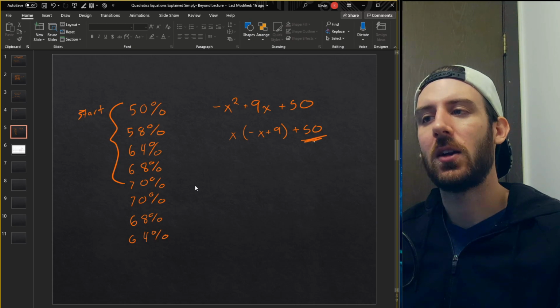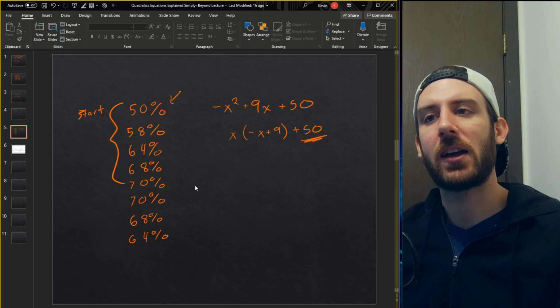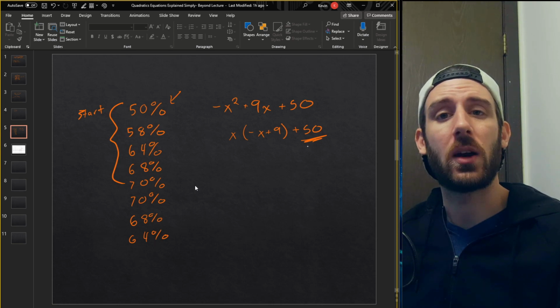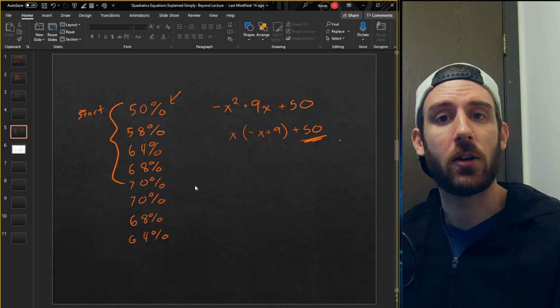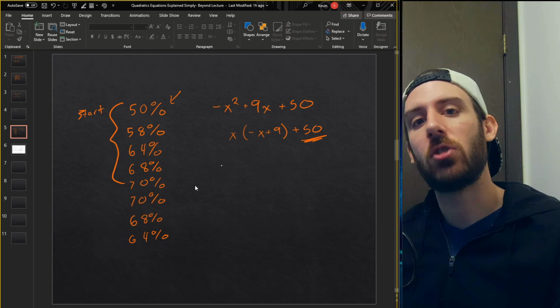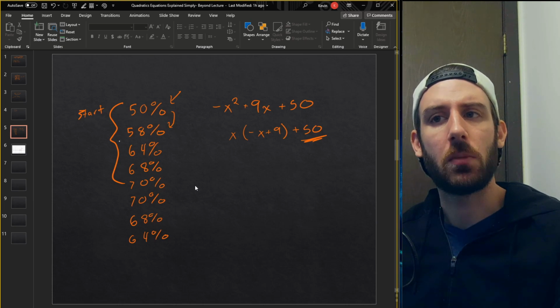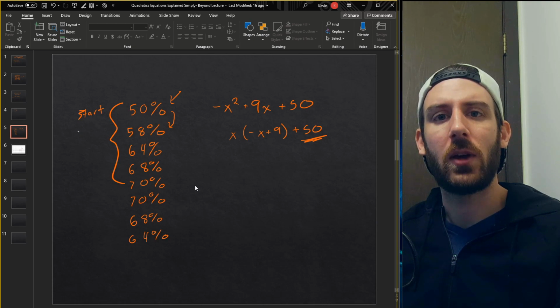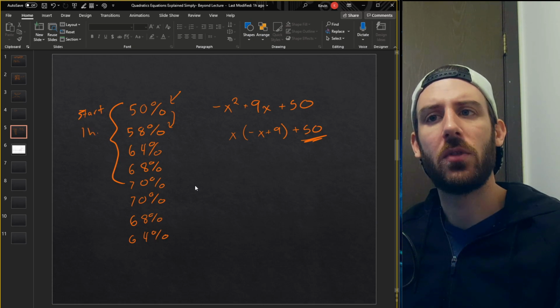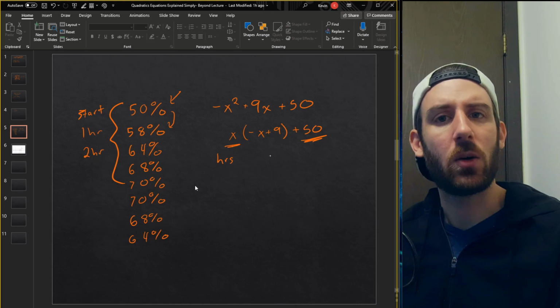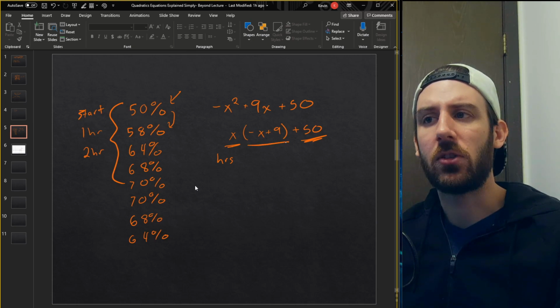The 50 here makes a lot of sense to me because it's exactly where I started. Sometimes we would call this my y-intercept. So it's where I started my behavior pattern, and I'm going to change it by stepping up. Well, where do these steps come from? These steps come from hours of study, right? This is 1 hour of study, and this is 2 hours of study. So this x part here is my hours of study. What is this?